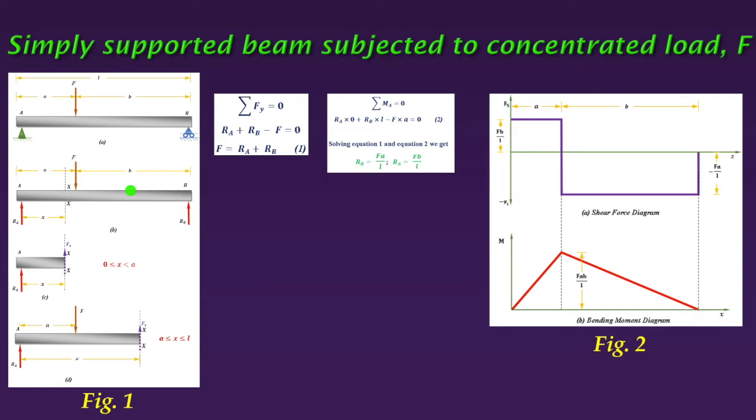That's why we will consider two different sections. One is before F, where the value of X is between 0 and A, that is, greater than 0 and less than A, just before this point. And another is any distance X here, where this distance is from A to L.